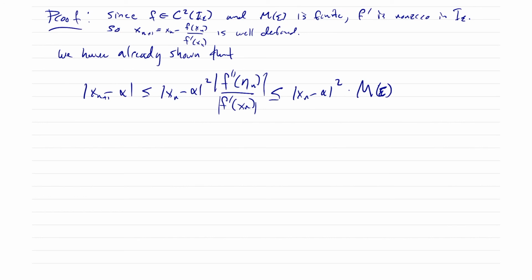Okay. So at this point, we are going to try to show that this term on the right is basically going to be something that's going to smash down and make this guy go to 0 as n goes to infinity.